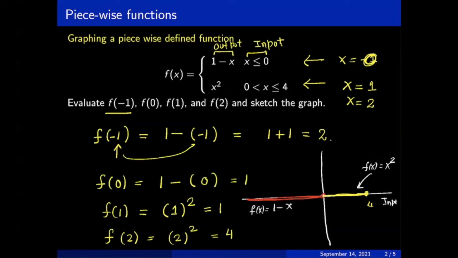So now we will plot the graph of 1 minus x. As we know, the equation 1 minus x is a straight line with slope -1. And also when x is 0, the value of the output is 1. So basically here is 1 somewhere, and that is the equation of the line. So this is f of x equal to 1 minus x.